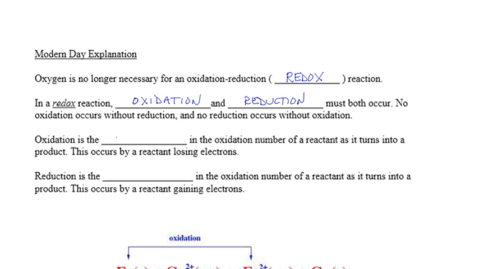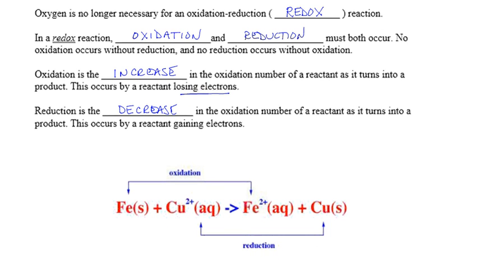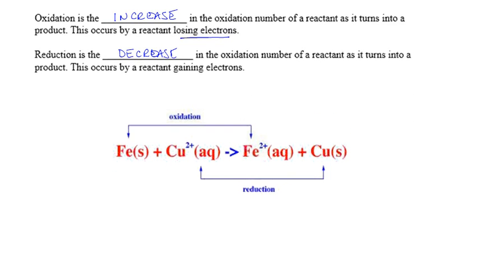In its simplest term, oxidation is the increase in the oxidation number of a reactant as it turns into product. The reason the oxidation number increases is because it loses electrons. Reduction is simply the decrease in oxidation number. This happens because, since electrons are negatively charged, the substance is gaining electrons.